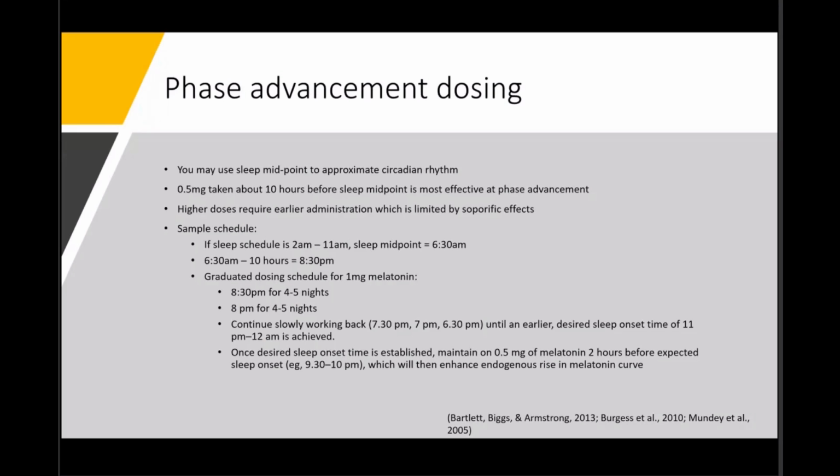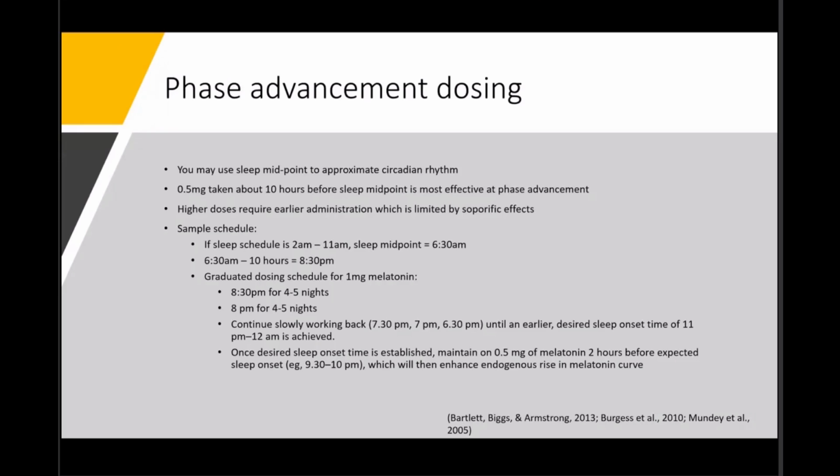I think in this recommendation, they didn't have access to a 0.5 milligram dose. Start at 8:30, use a 0.5 milligram for 4 to 5 nights, move it back to 8 p.m., continue for 4 to 5 nights, and continue edging that administration back 30 minutes every week until you get the kid to a more conventional schedule. And then once on the correct schedule, you can continue to maintain them at 0.5 milligram to 1 milligram about 2 hours before sleep onset.